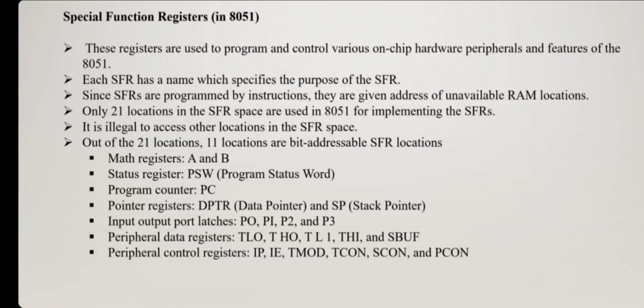Next one is the status register, that is the program status word. It's also called the flag register. This status register will give the status of the accumulator result. The result is stored in the accumulator, and the status register says the status of the result, that is the parity, auxiliary carry, carry, overflow, etc. These are the elements of the status register, or program status word, or flag register.